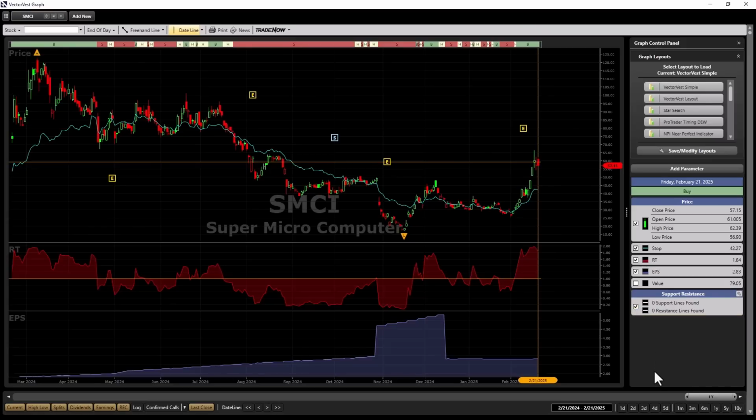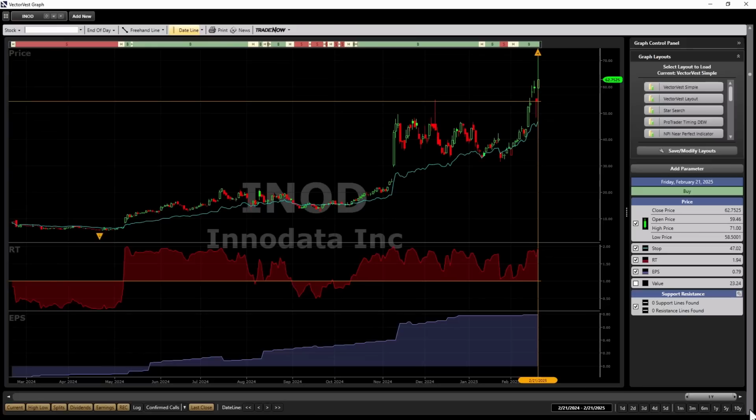So there may not be any stocks today that I can choose from, by the way, but this is the beauty of doing this in real time. What I'm looking for is a graph that's going from lower left to upper right. Good RT, good rising EPS. SMCI, while it's a high VST stock, may not be the best one right now. This one's a little bit better, INOD.